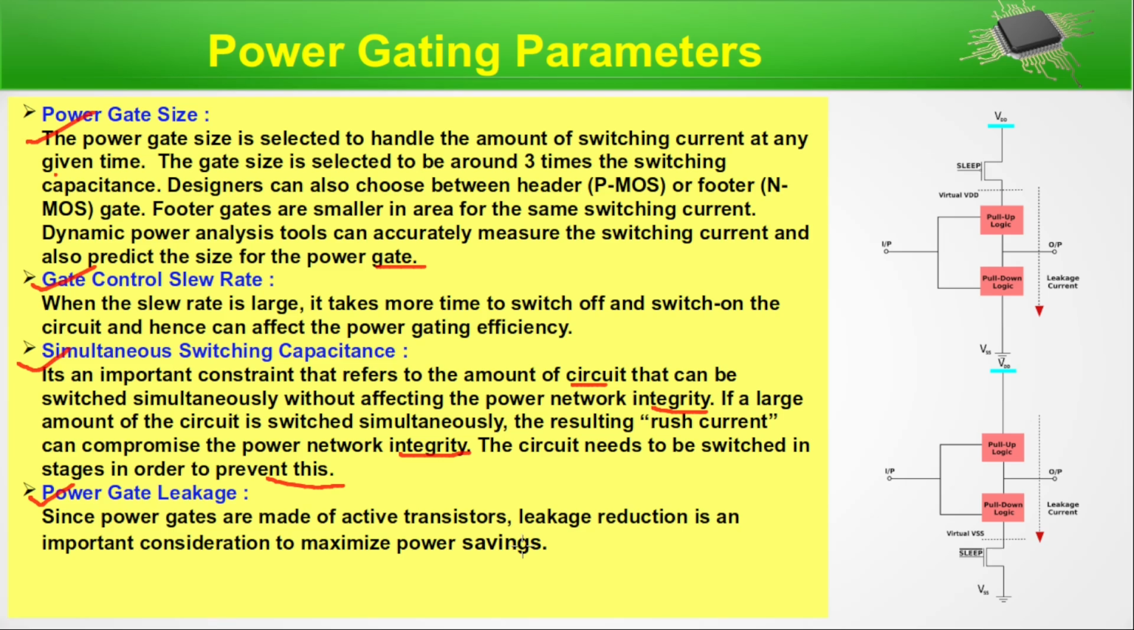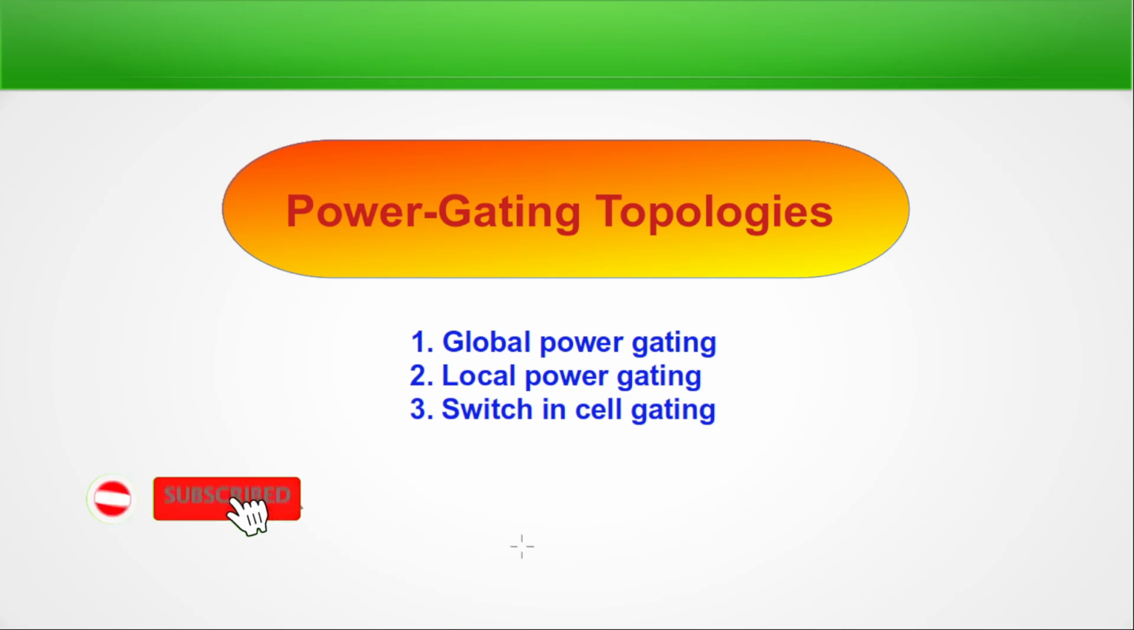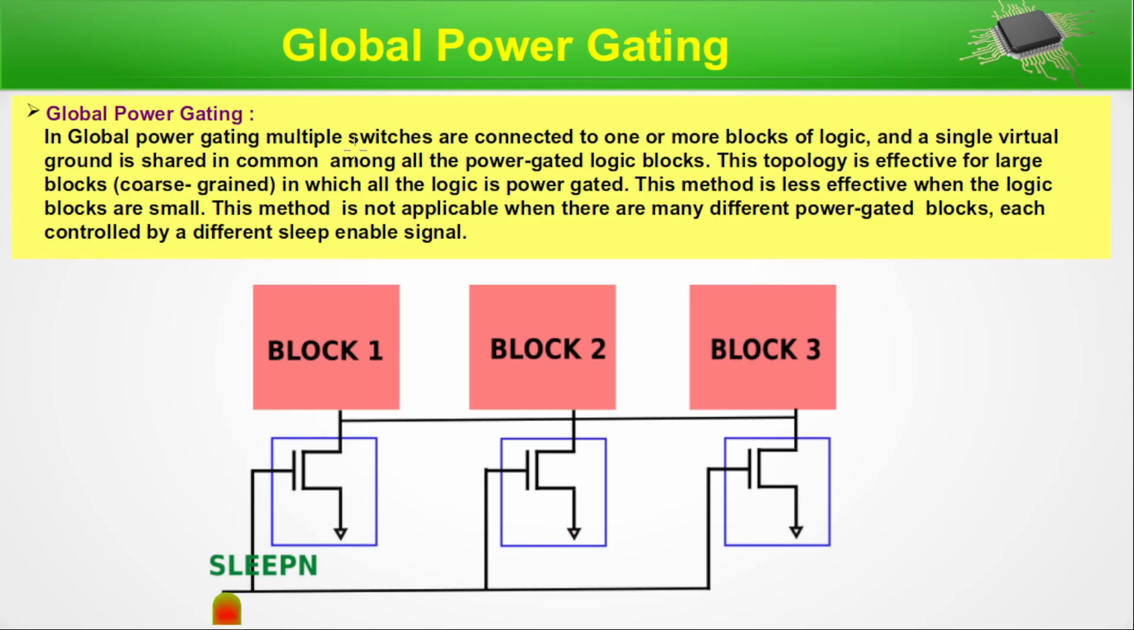Now we will try to understand power gating topologies. So we are done with this slide and we will move to the next slide. Now power gating topologies. There are 3: global power gating, local power gating and switch in cell power gating. Now these switches are connected in the circuit. That is power gating topology. The first, global power gating. In global power gating, multiple switches are connected to one or more blocks of logic and the single virtual ground is shared in common among all the power gated logic.